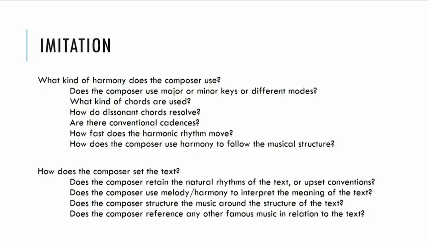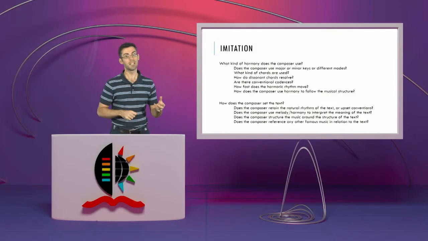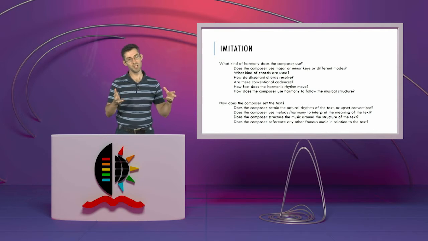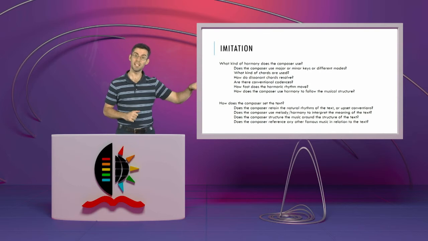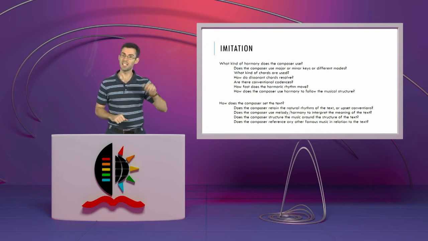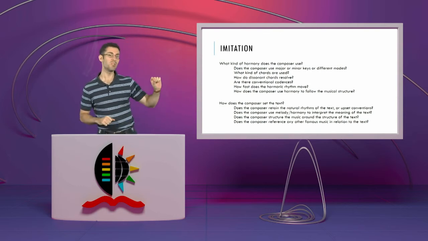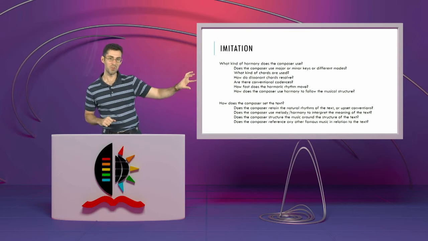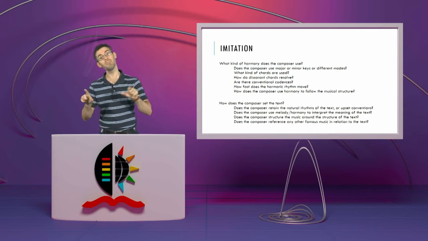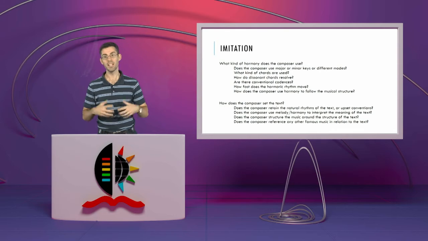And then, does the composer reference any other famous music in relation to the text? Sometimes you'll find that a text has something that's quite familiar, that's been used by many poets, and other musicians have set that text before. A clever composer might say, I'm going to quote some music that I've heard before that is linked to this text in my own composition, so that it has added meaning. It's relating it to the past, but giving it a new interpretation in a new structure.